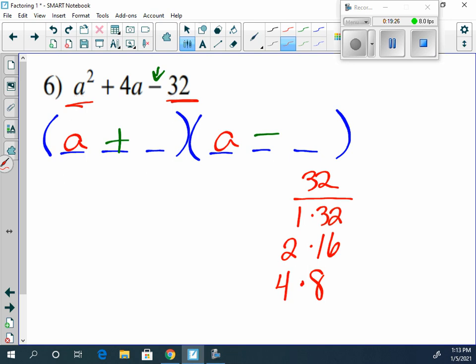Doesn't matter which one we do, we just need to pick one. 4 and 8. Now that we picked them and got everything plugged in, our last step is to check.